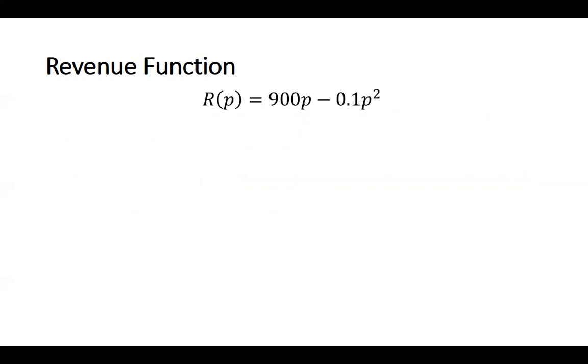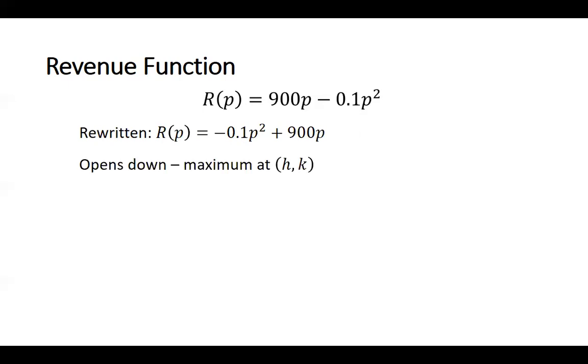Well, first thing I'm going to do is rewrite that in descending form. This is in ascending form. If I'm going to use the quadratic equation, if I'm going to use any of our formulas, I really want to rewrite it so that it's ax squared plus bx plus c. So I'm going to rewrite it as R(P) equals negative 0.1P squared plus 900P. I look at that leading coefficient, I see it's negative. That means it opens down, which means it's going to have a maximum at the vertex (h, k).